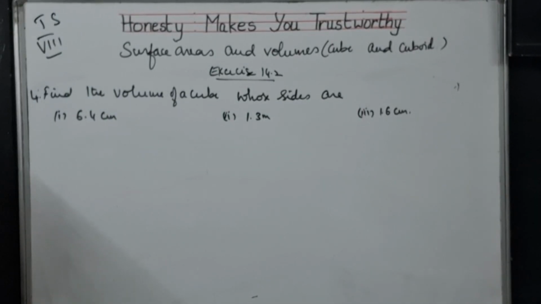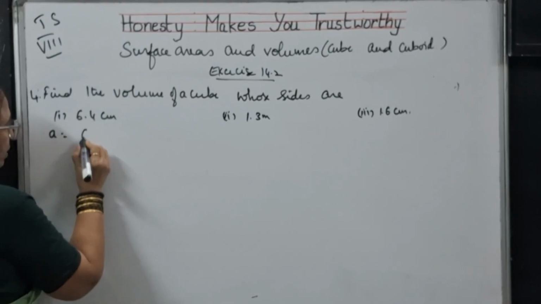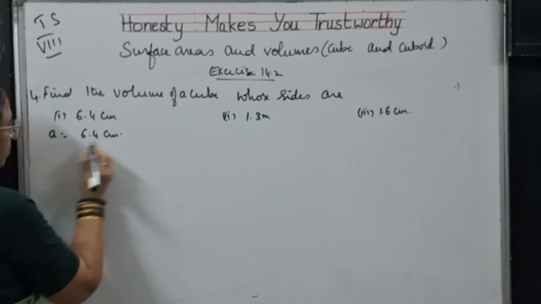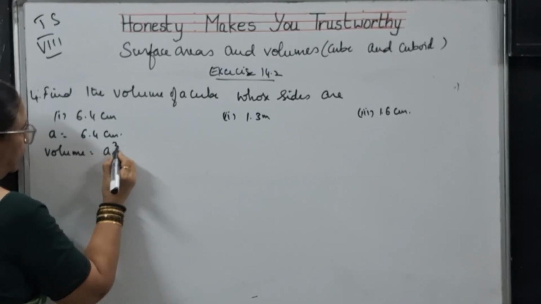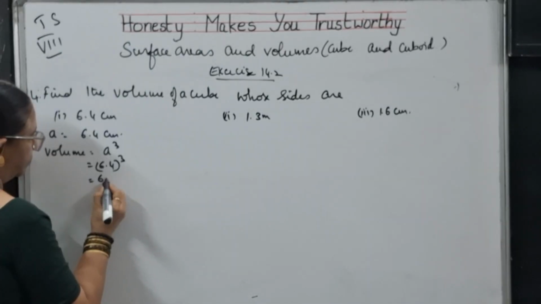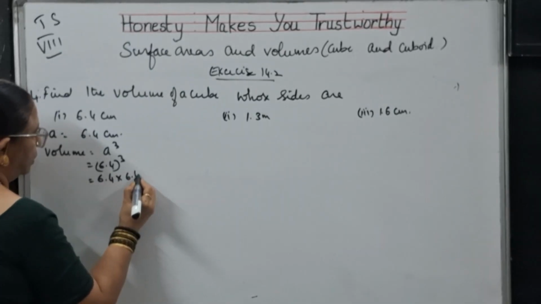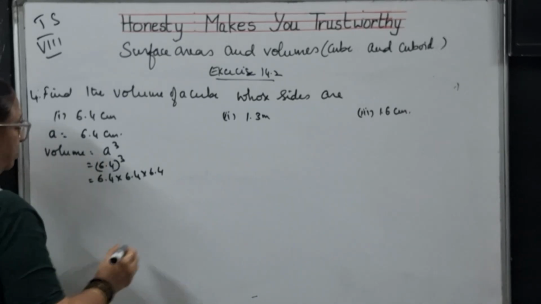Now, the fourth one. Find the volume of a cube whose sides are 6.4 centimeters, 1.3 meters, and 1.6 meters. Side is given as 6.4 centimeters. So volume is equal to A cube, that is 6.4 whole cube, meaning 6.4 into 6.4 into 6.4. So we need to multiply.